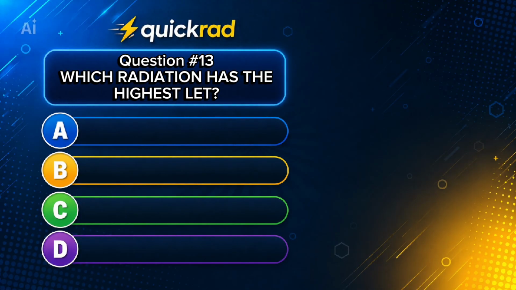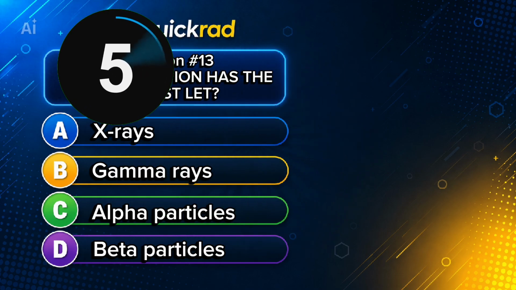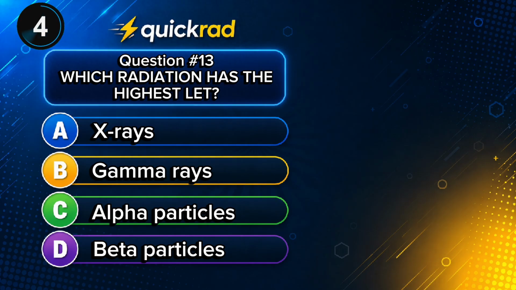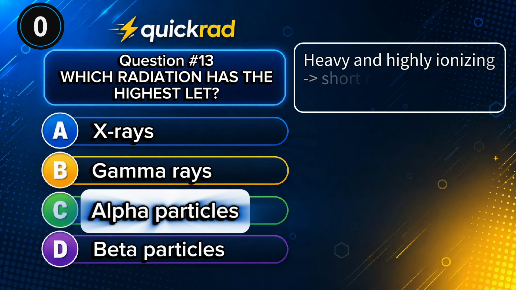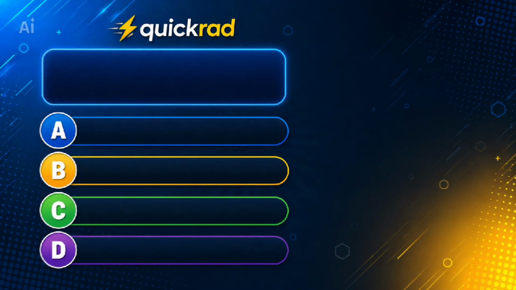Question 13. Which radiation has the highest LET? Correct answer, D. Alpha particles. Heavy and highly ionizing, short range but high damage.